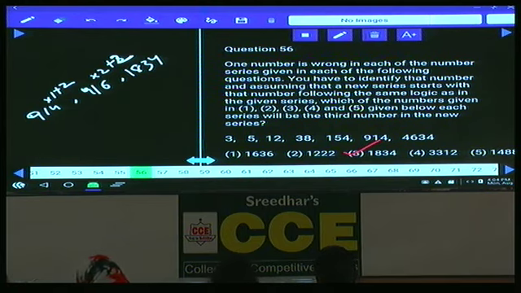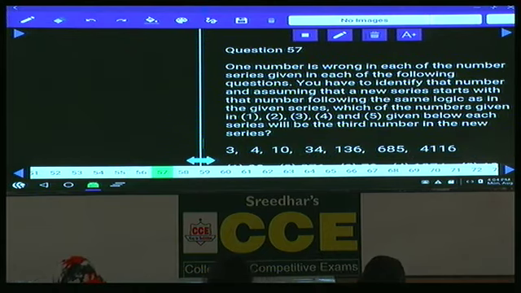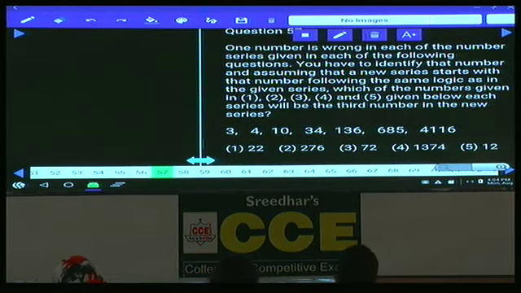Starting the new series, first we need to identify the wrong number. Starting the next series with that wrong number and identify the next number in this. And 1834. Then coming to question number 57. Now in this 57, 3, 4, 10, 34.